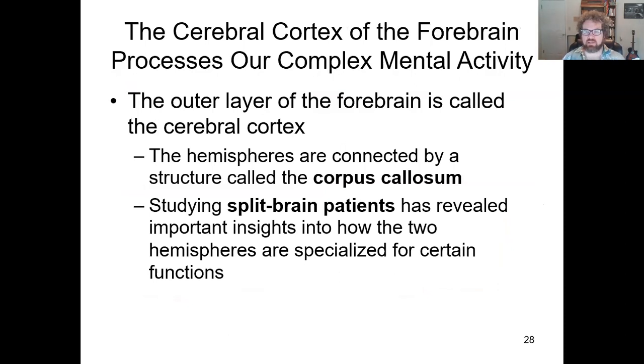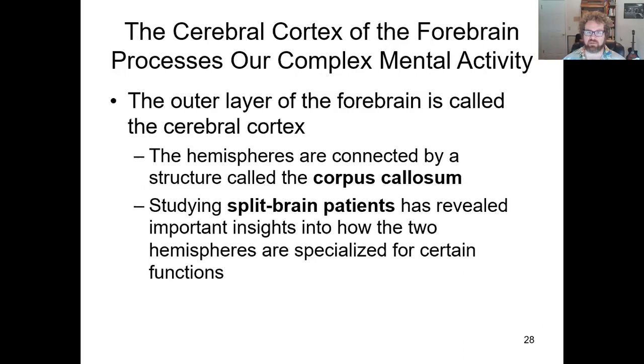So I mentioned that we have these two sides of the cortex. We have the left hemisphere and the right hemisphere. They are separated by a bundle of axons called the corpus callosum. So the corpus callosum is a bundle of axons that's located between the left and right hemispheres of the cerebral cortex, and it allows the two sides of the cortex to communicate with each other. In fact, they're kind of like two separate little brains, the left and right side of the cortex. But the corpus callosum allows these two sides of the cortex to communicate with each other.